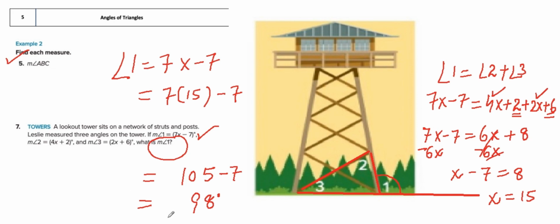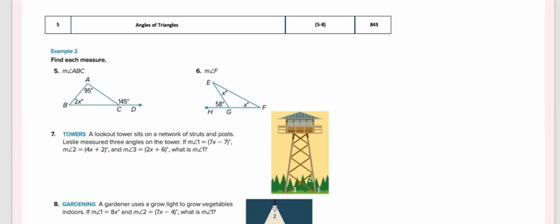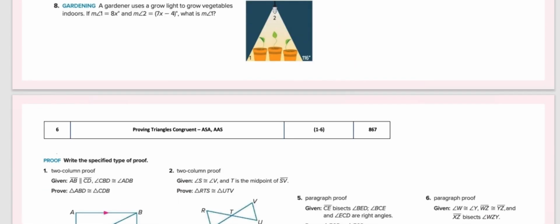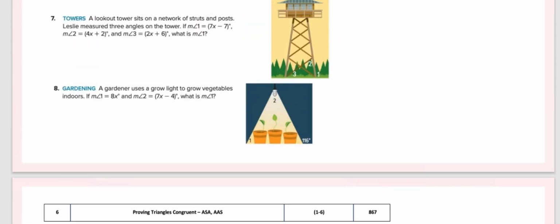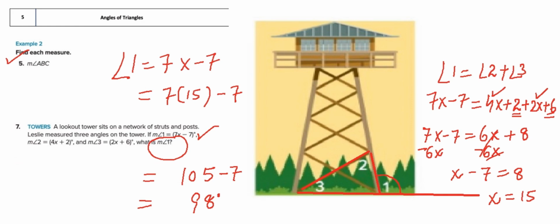So this is, I think, a multiple choice question. 5 is done. Yes. So let me move to the next question now.